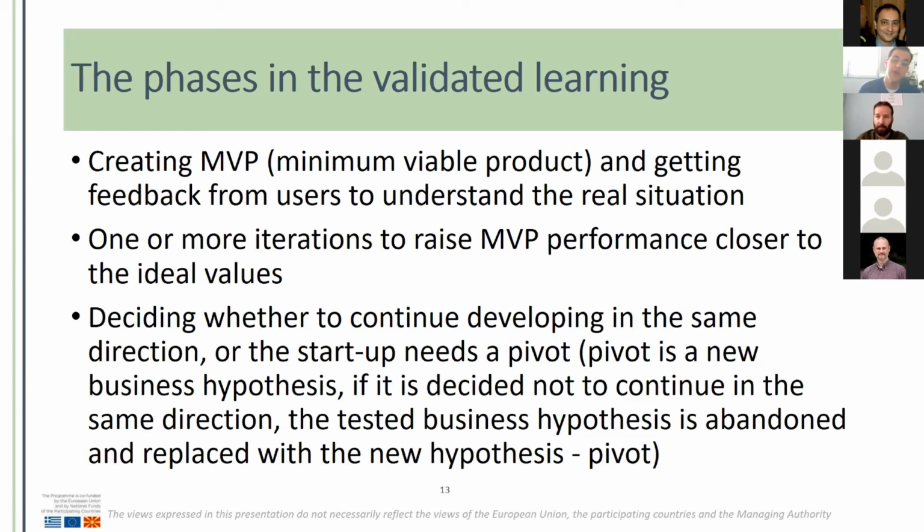So pivot is when you change the business hypothesis. If it's decided not to continue in the same direction, the tested business hypothesis is abandoned and replaced with a new hypothesis. And then we start the pivot. We start the circle or the pivot once more.